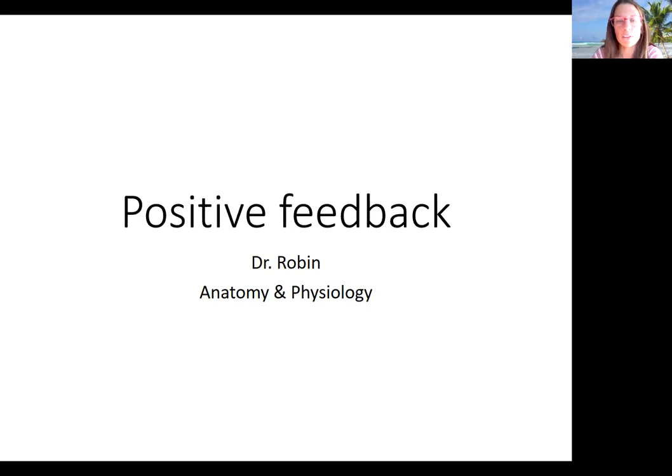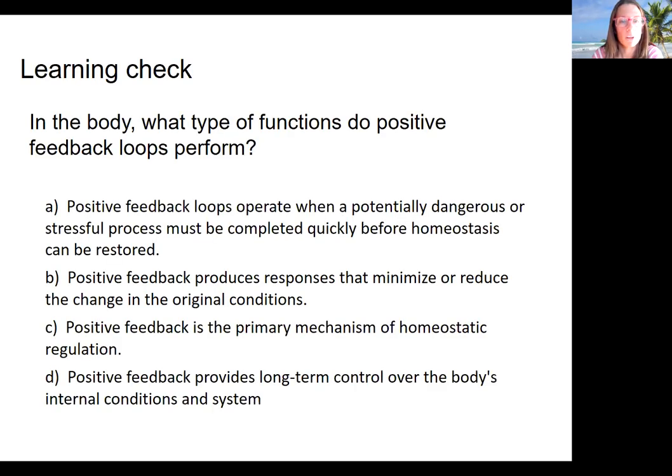I actually want to start off with a learning check question. So I want you to pause the video and answer this question, which is, in the body, what type of functions do positive feedback loops perform?